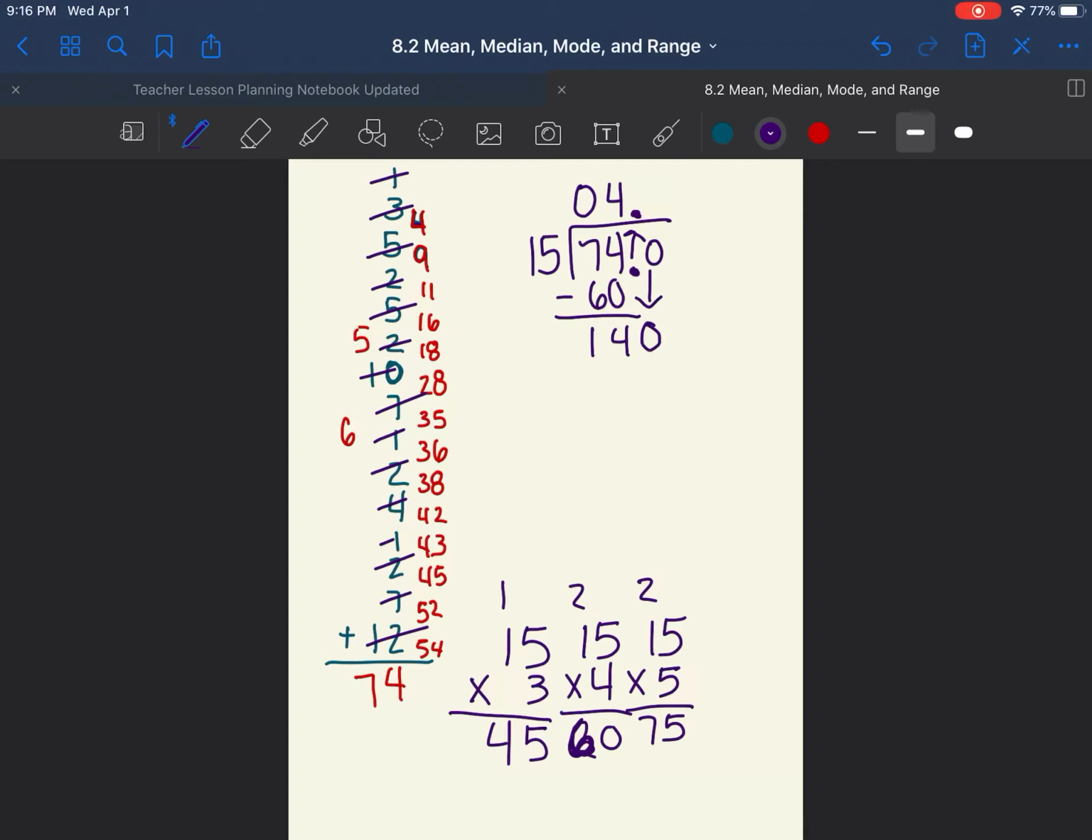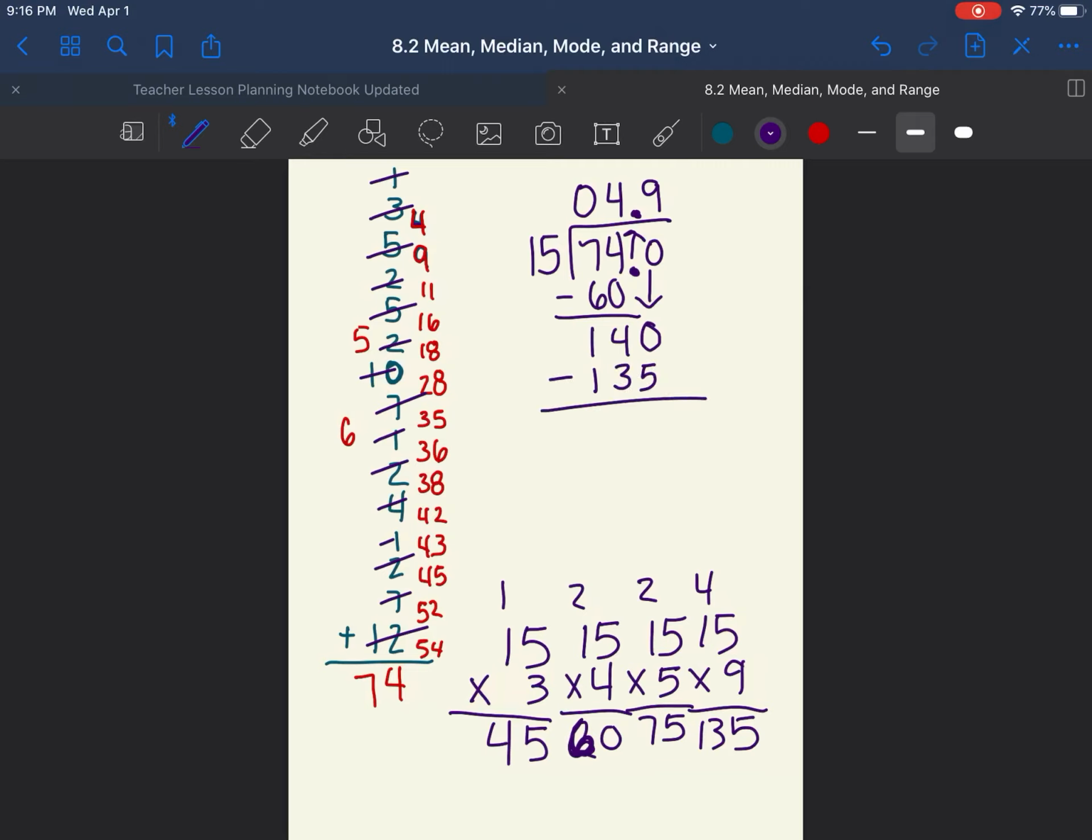So now I have 15 goes into 140. Whew, that's a pretty big number. I know that 15 times 10 would be 150 because all I have to do is add a 0. So let's do 15 times 9. 5 times 9 is 45. 9 times 1 is 9 plus 4 is 13. So that gets pretty close. So let's do 9. 9 times 15, like we did down there, was 135, and now I can subtract.